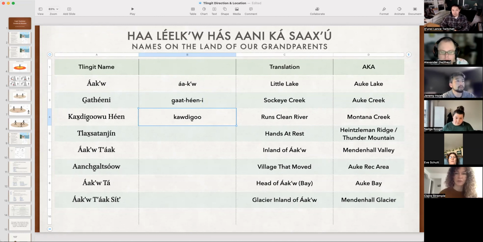And what this verb is talking about, say if you scoop some water out of a glacial river, like there's a river called X'éig, and that flows right off of this big glacier.